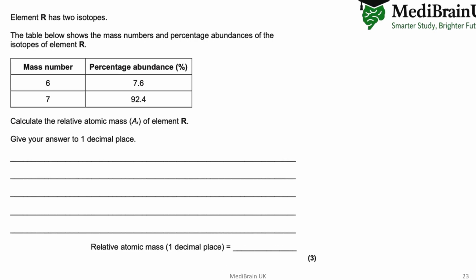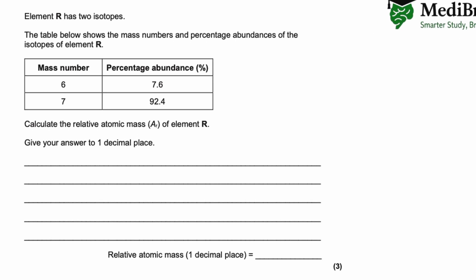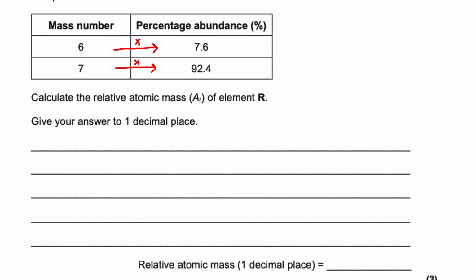So we're given the mass number, we're given the percentage abundance, and we need to calculate the relative atomic mass. Again, when we're given a table, we're going to multiply these two, add them up, and then divide by the total percentage. So we're going to have 6 times 7.6, close your brackets, add the second row, which is 7 times 92.4, and then divide by the total percentage. In this case as well, the total percentage is 100, so you're just going to divide it by 100.